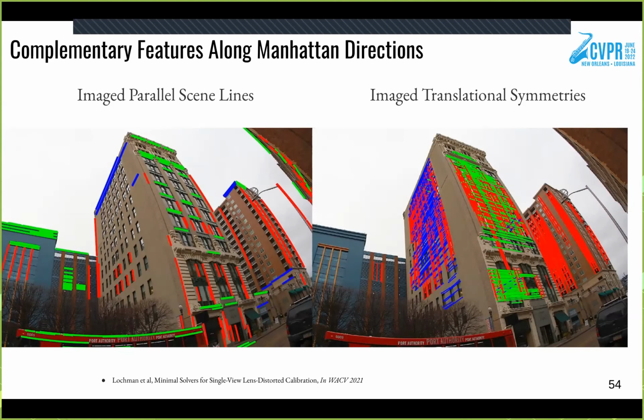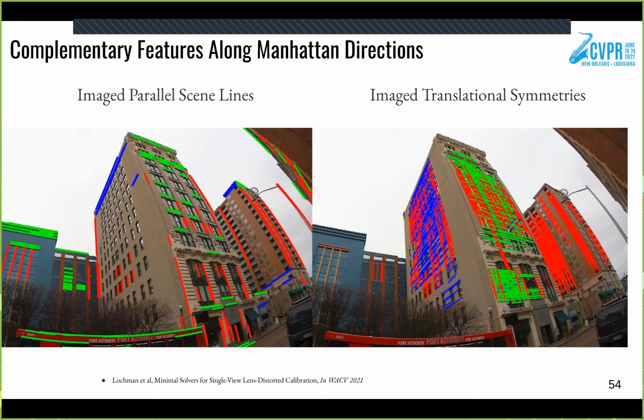Here's some representation of our measurements now once we have these complementary features. So here we have Manhattan directions shown in red, green, and blue. A Manhattan frame, by the way, is simply a fancy way of saying an orthogonal coordinate system in the scene. And in fact, when you compute the camera geometry, it's the origin. It's just a basis, so you treat it as such.